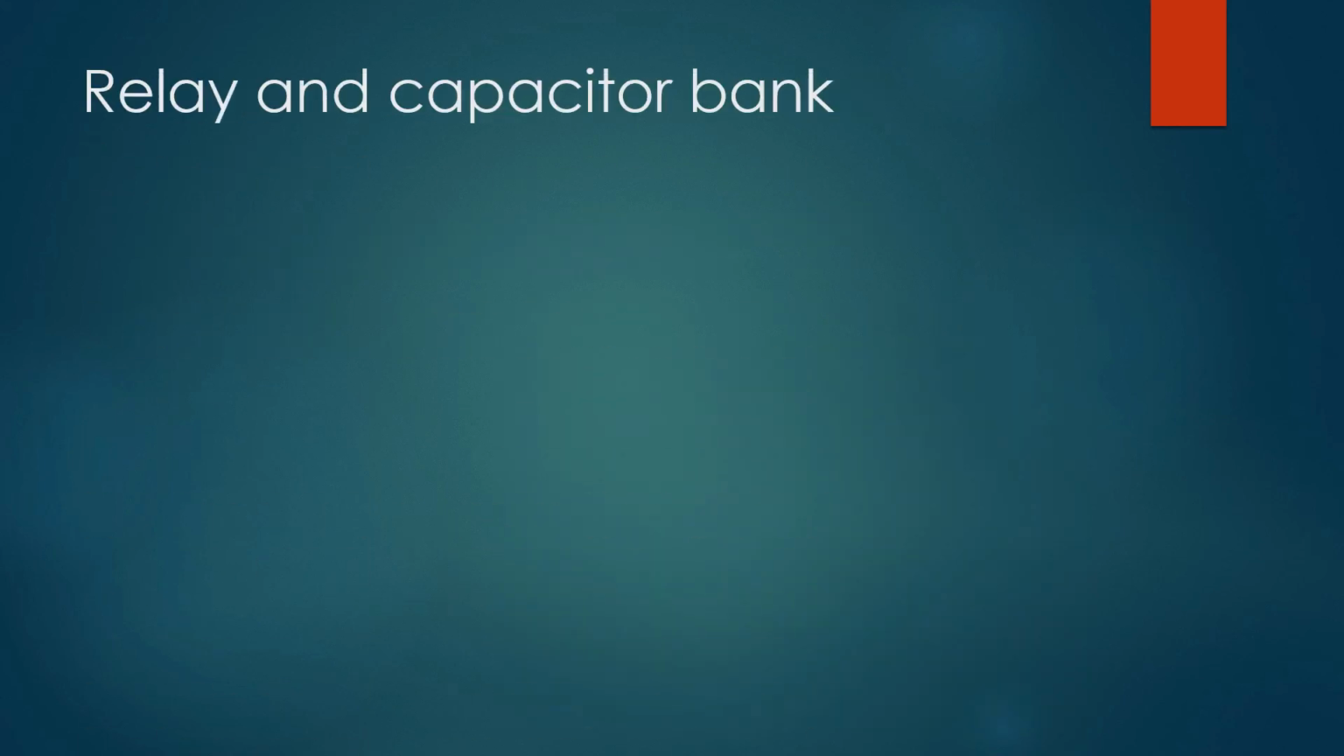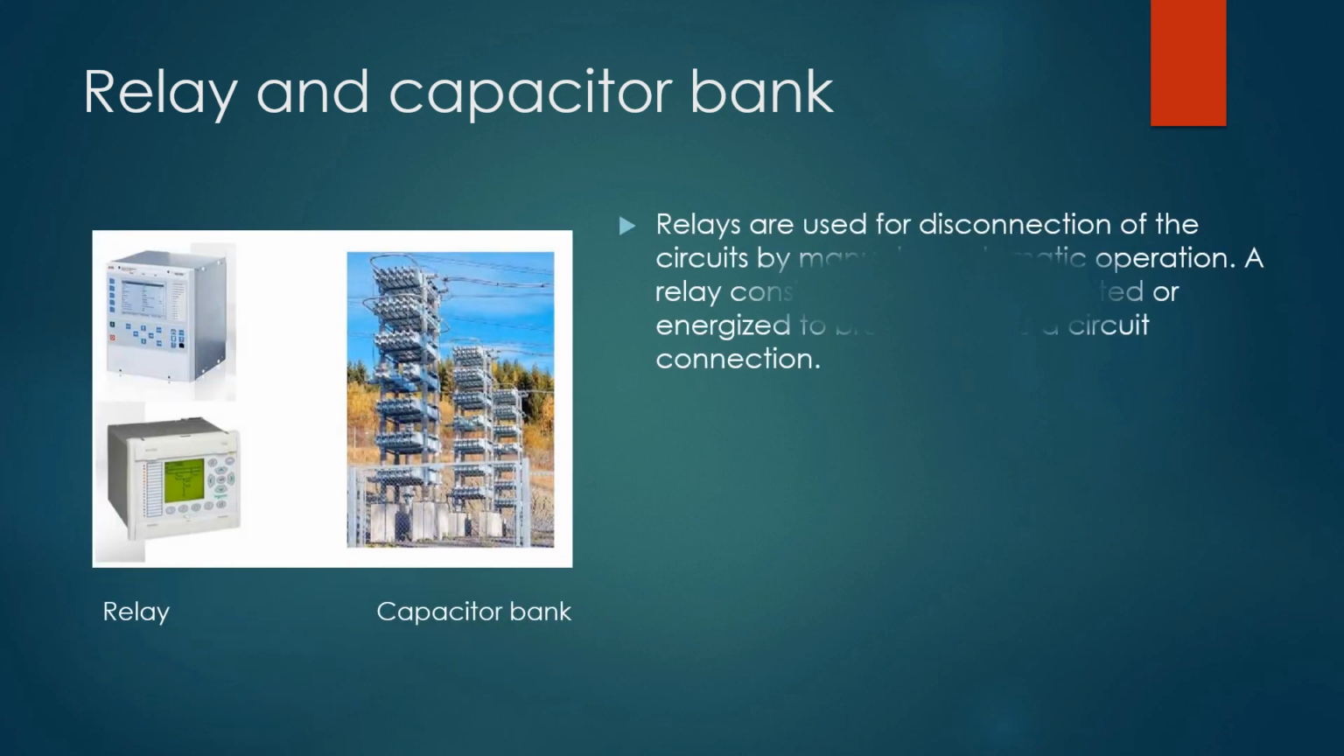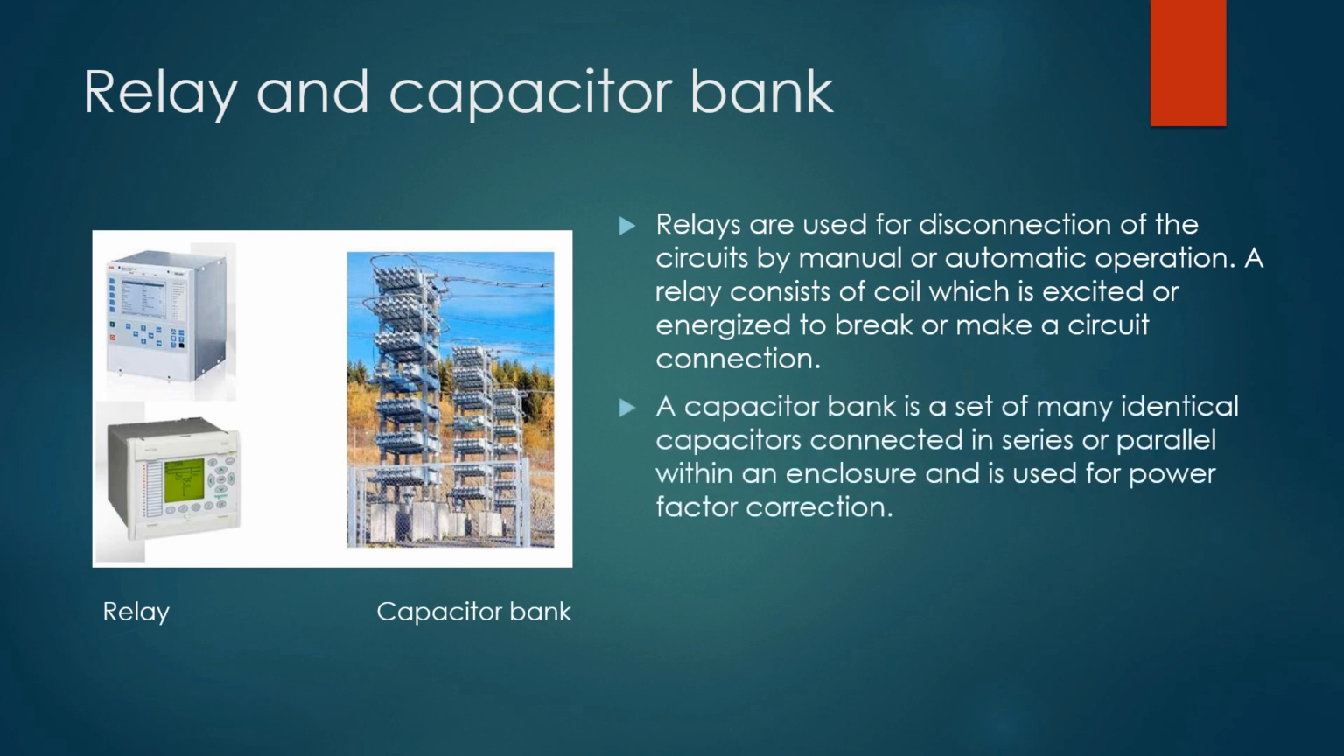Let's look at the next element, which are relays and capacitor banks. Relays are used for disconnection of the circuits by manual or automatic operation. A relay consists of coils which, if excited or energized, break or make a circuit connection. And then a capacitor bank is a set of many identical capacitors connected in series or parallel within an enclosure, and is used for power factor correction. When we learn about power factor correction, you will see how the capacitor banks work. And then we can see from the diagram here, we have a relay and then we have the capacitor banks. They are just many capacitors that are connected together.